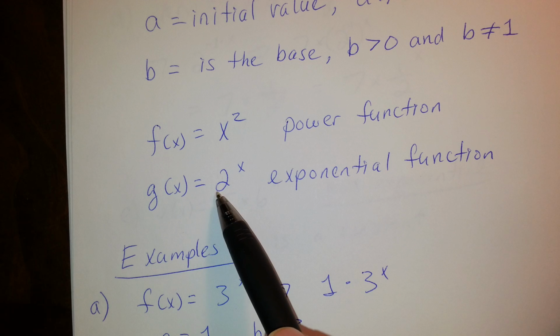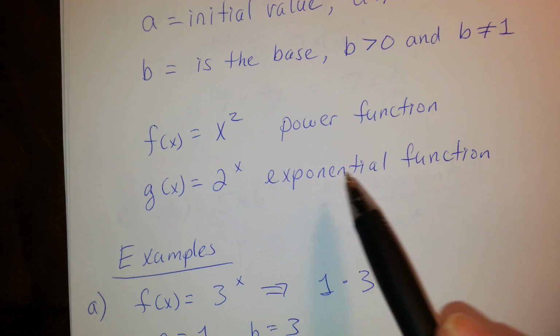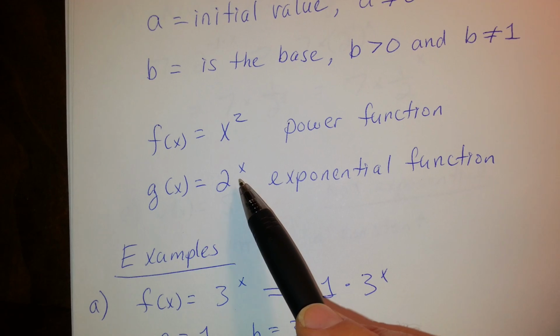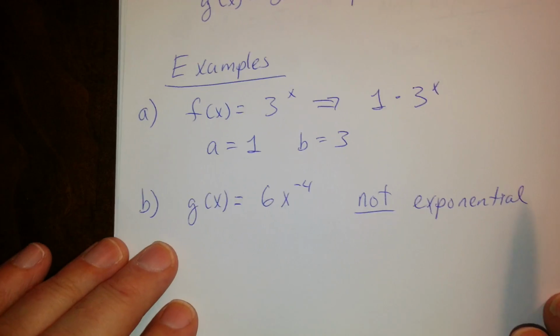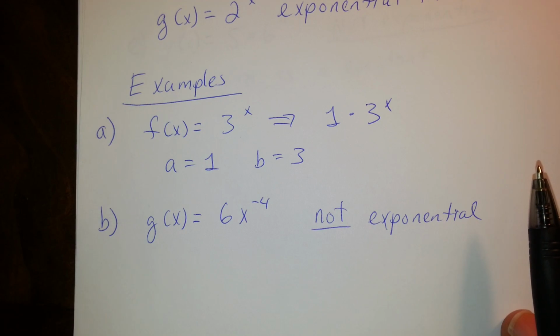Here's g of x equals 2 to the x. This is an exponential function because the variable is the exponent, okay? That's what makes it an exponential function. Here are some examples out of your textbook, okay?